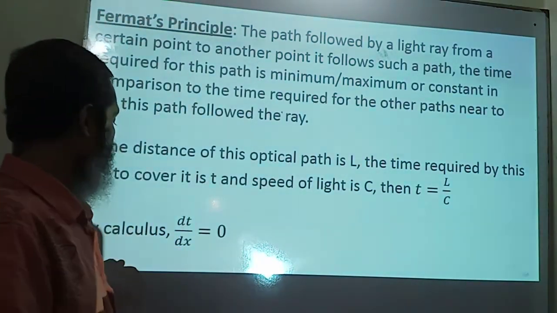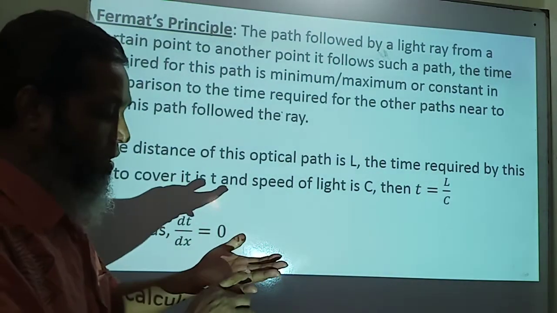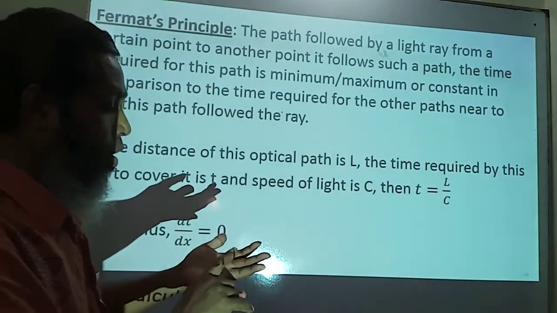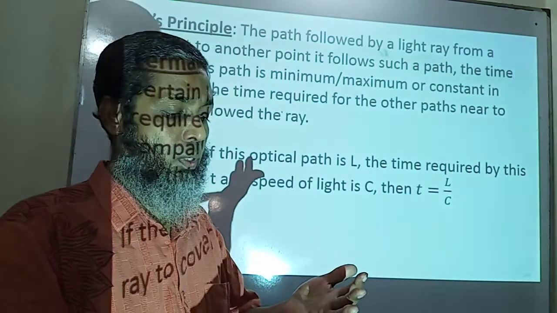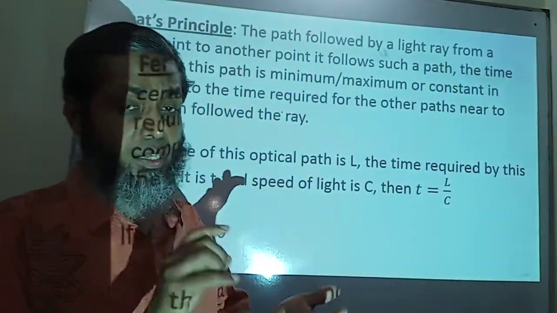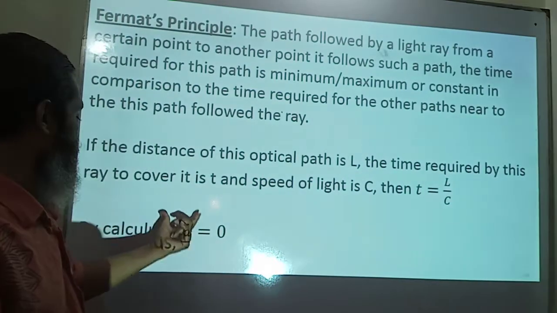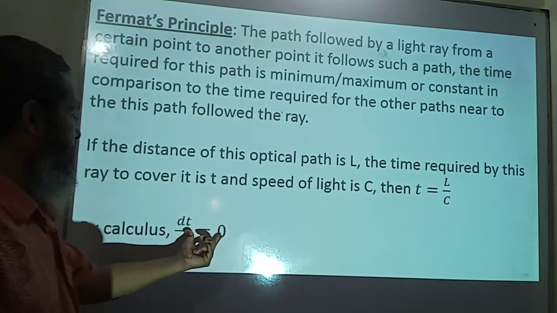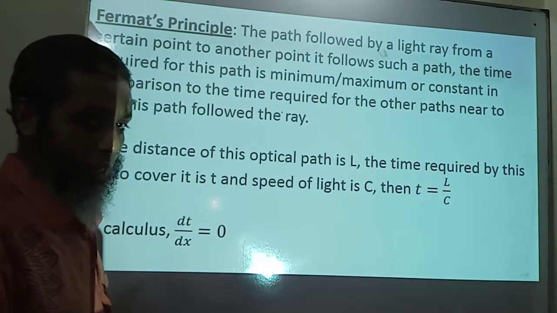In calculus form, time is constant here, because the time should be minimum, maximum or constant. That means in calculus, if we differentiate the time with respect to distance, that is dt by dx is equal to 0. This is the Fermat principle in calculus form.